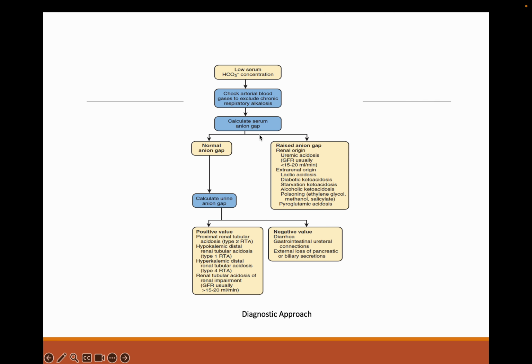If the anion gap is increased, you look for high anion gap metabolic acidosis where the cause is of renal origin, that is uremic acidosis, especially by eGFR. Generally in the initial stage, with eGFR more than 15 to 20, normal anion gap metabolic acidosis is there. If end stage renal disease, you find HAGMA.